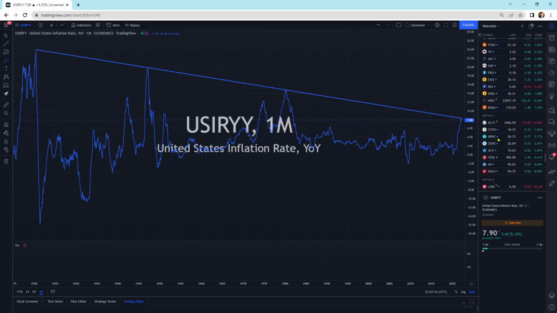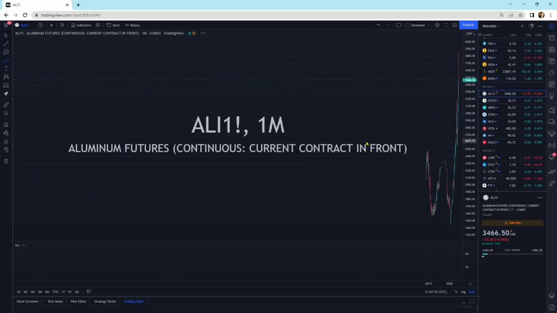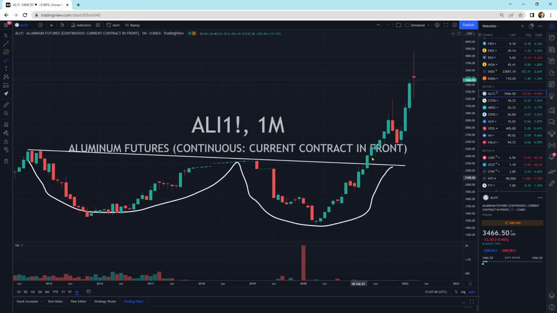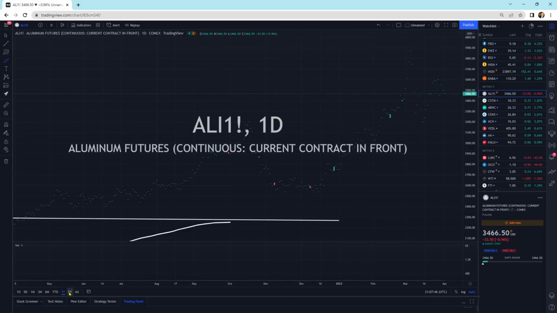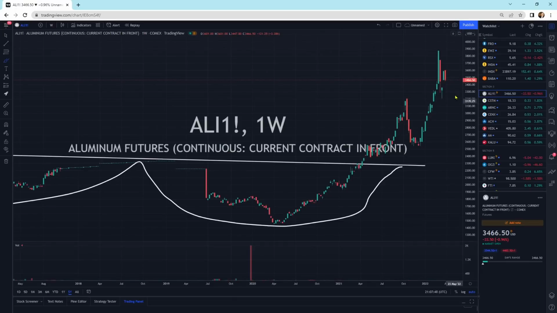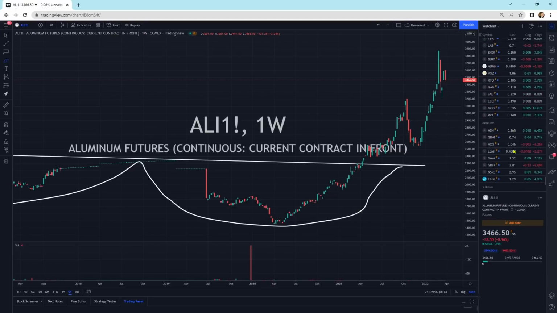And we've got aluminum here. So here is aluminum. Nice big move higher. This thing probably still has more in it. We might have a little bit of a consolidation period before moving higher. But yeah, this looks fantastic too. And I think that's all I've got for the commodity sector.